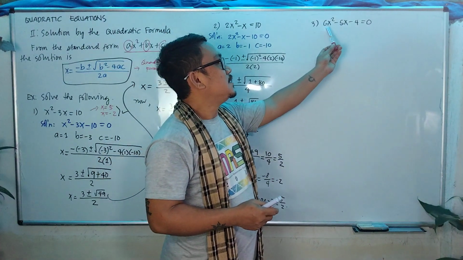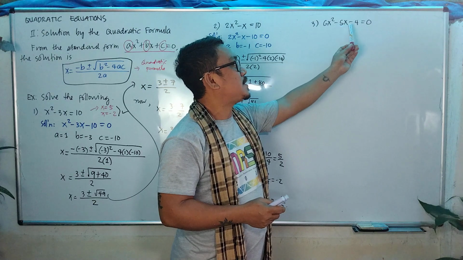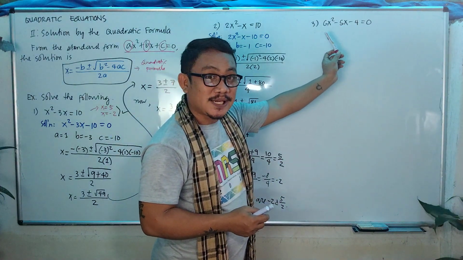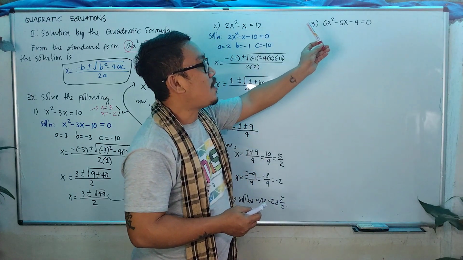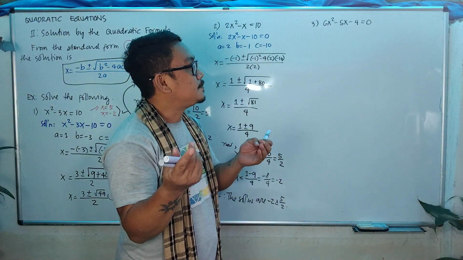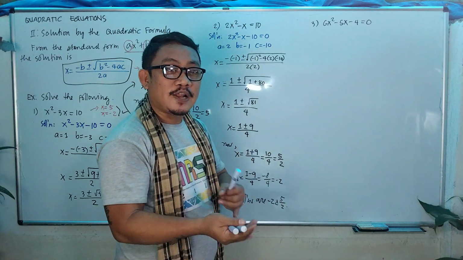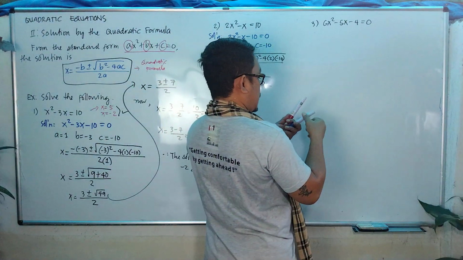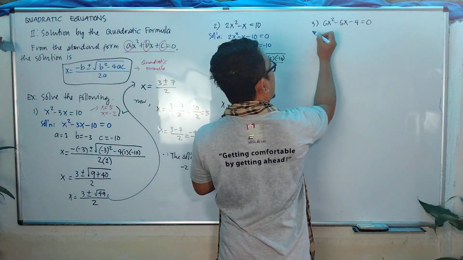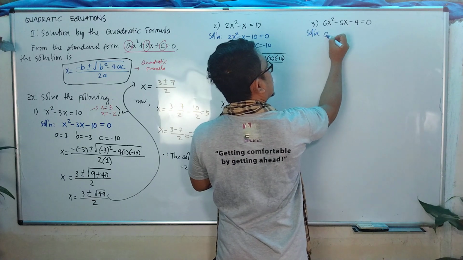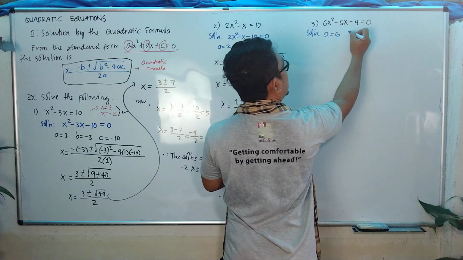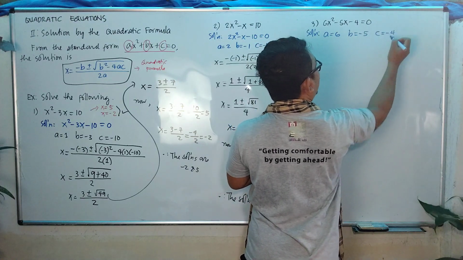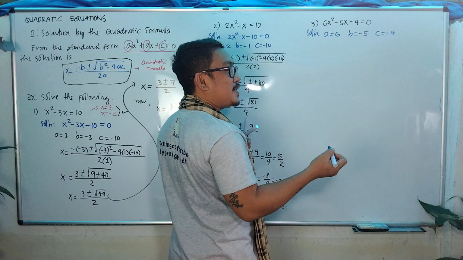Okay, we are given 6x squared minus 5x minus 4 is equal to 0. It is already written in its standard form. All we need to do is identify the values of our A, B, and C. A is 6, because it is beside x squared. B is negative 5. And our constant is negative 4. Okay? Now we have their values.